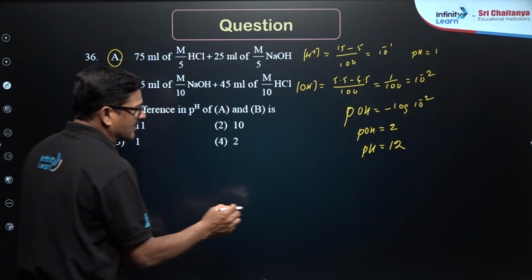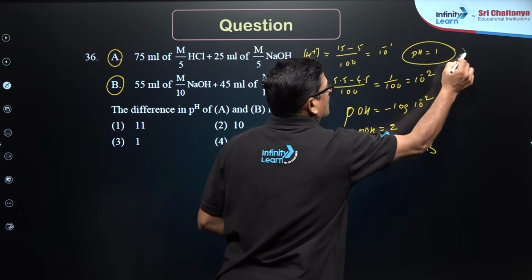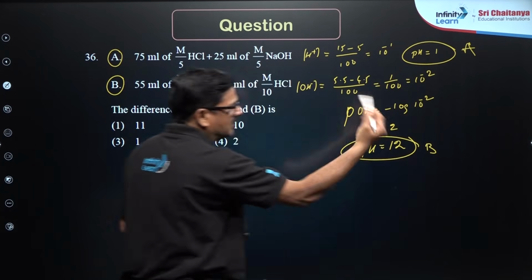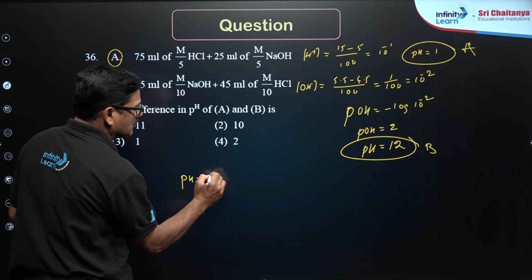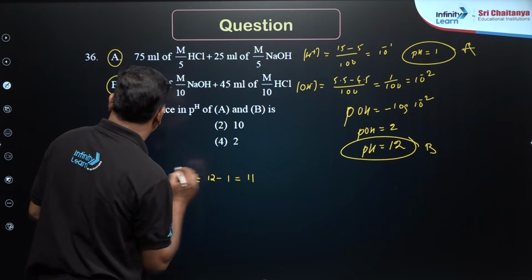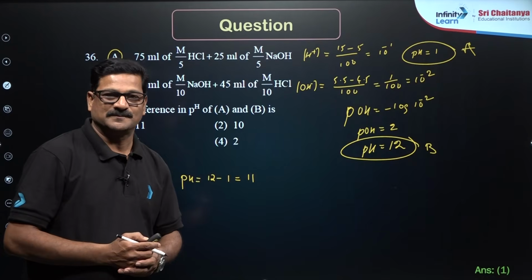And the difference between this is solution B and this is solution A. So the pH difference is going to be 12 minus 1, which is 11. Option 1 is the correct answer for this question.